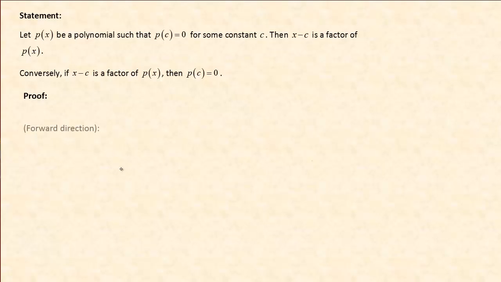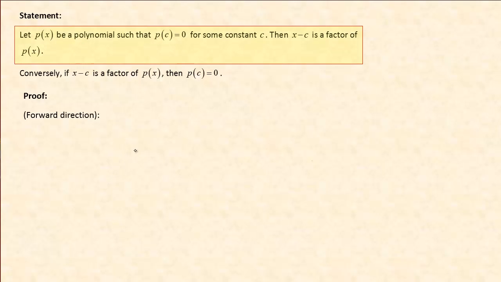So let's look at the proof, and we'll start with the forward direction, which is the first statement here, this one. By the remainder theorem, we know that if we divide p of x by x minus c, then p of x is equal to x minus c times the quotient, add the remainder. Since p of c is equal to 0, r is equal to 0.